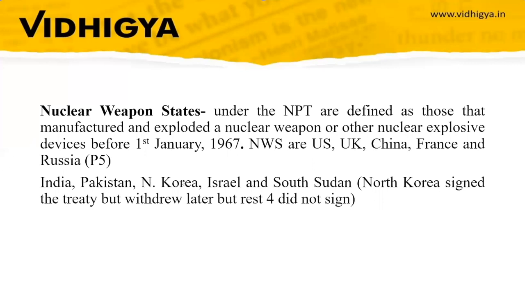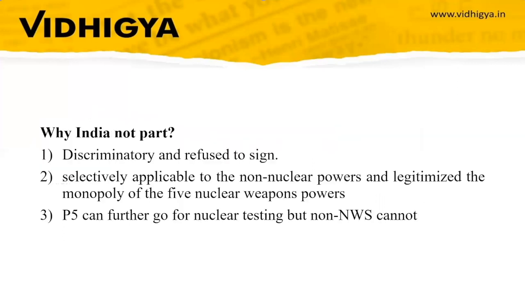India, Pakistan, North Korea, Israel, and South Sudan are not members of NPT. However, North Korea signed the treaty but withdrew. But India, Pakistan, Israel, and South Sudan did not even sign the treaty. So you need to remember which 5 countries are not part of NPT.